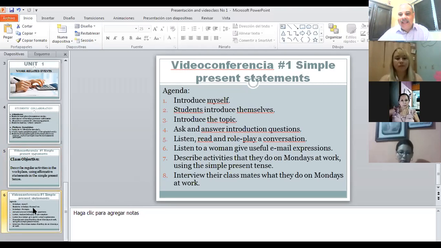Now, so we can reach that objective, we are going to follow this agenda. I'm going to introduce myself, which I already did. I am Robert Dequa. Students introduce themselves. You already did. Remember when I told you, when I say nice to meet you, and everybody say nice to meet you too, teacher. Now, we are going to introduce the topic, ask and answer introduction questions, listen, read, and role play a conversation. We are going to listen to a woman give useful email expressions. And we are going to describe activities that you do on Mondays at work, using the simple present tense. And we are going to interview your classmates, what they do on Mondays at work, okay?